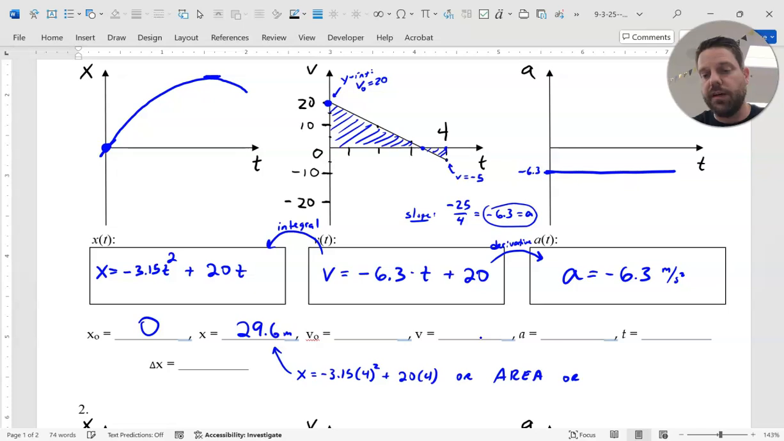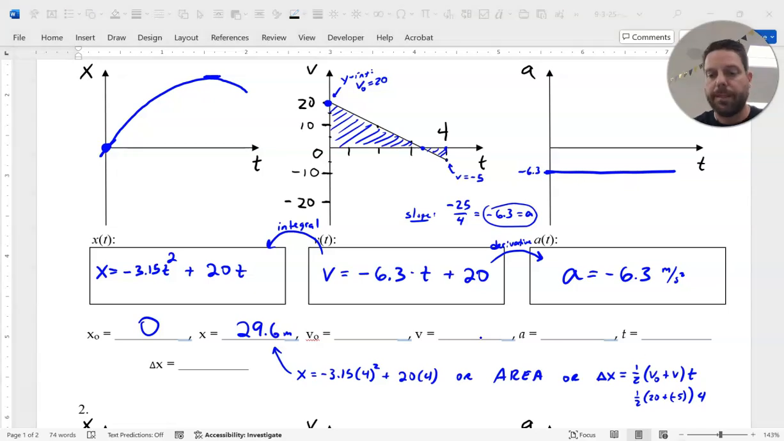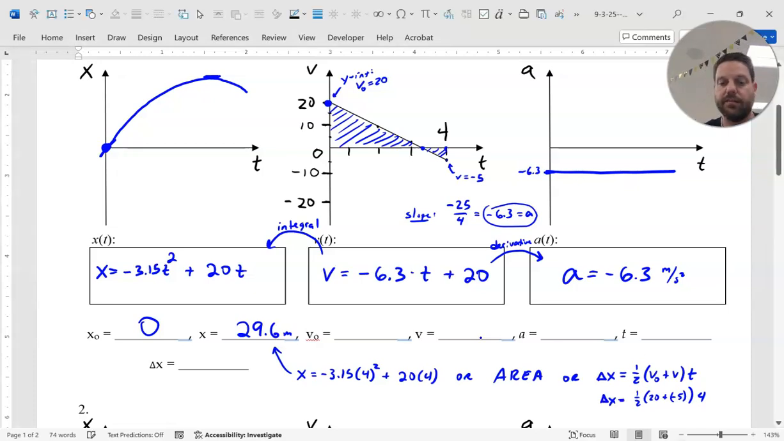Since this is constant velocity, I also could have used the equation delta x equals 1/2 times v naught of 20 plus v of negative 5, times time of 4. So this would be 1/2 times 20 plus negative 5, times 4. And that would also get me delta x. Now that's only because acceleration is constant.